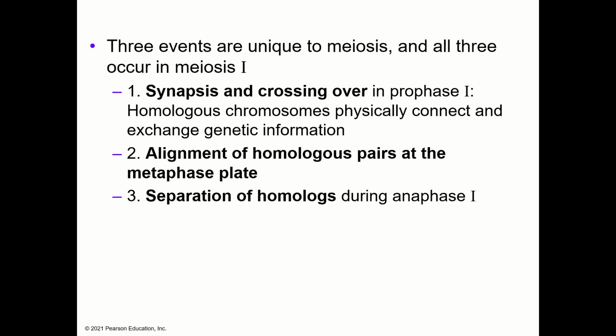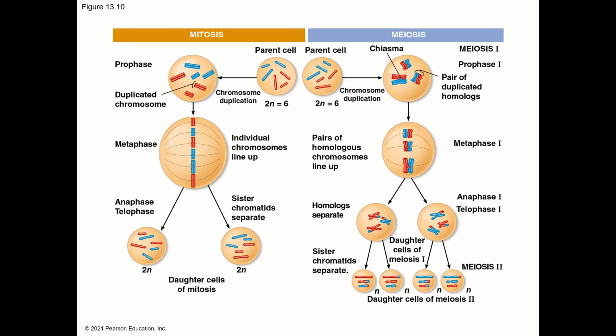3 events are unique to meiosis, and all 3 occur during Meiosis I. First is synapsis and crossing over. During prophase I, homologous chromosomes physically connect and exchange genetic information. 2, there is alignment of homologous pairs at the metaphase plate. And 3, there is separation of homologs during anaphase I. And here we're just seeing a comparison of mitosis and meiosis. And if you like, you're more than welcome to pause the video to get a good look at this stuff.